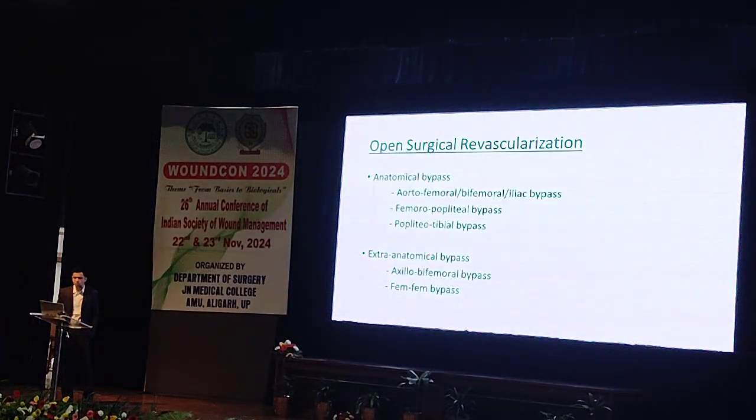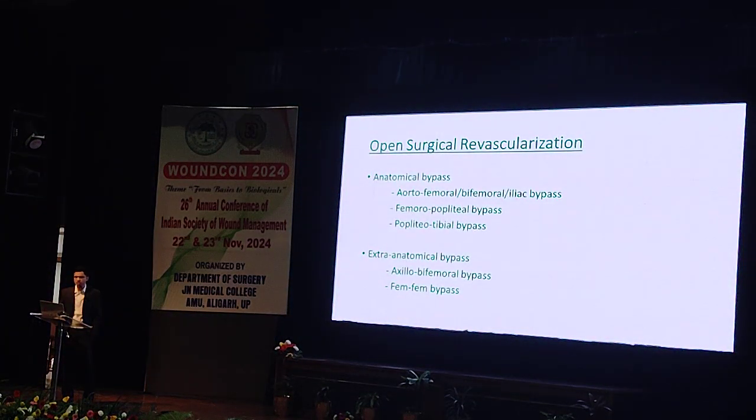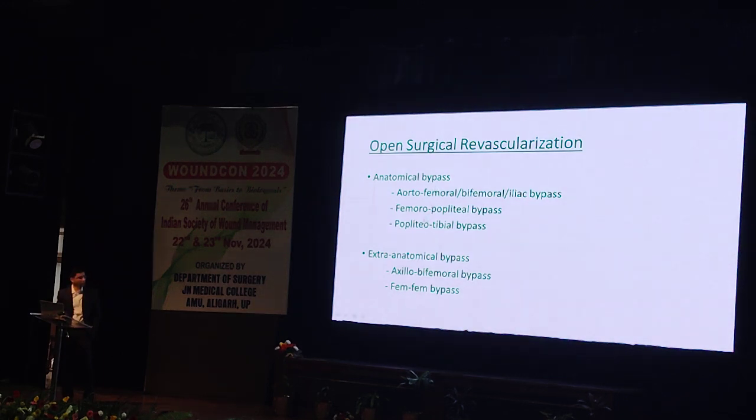So, when we decide for open surgical revascularization, what are the options? Just briefly, I'll talk about the anatomical bypasses, which follow the actual route of the vessel, and then there are the extra anatomical bypasses. The anatomical bypasses involve aortofemoral, aortobifemoral, aortoiliac, fempop, and popliteal bypasses. There are some extra anatomical bypasses like axillobifemoral bypass.